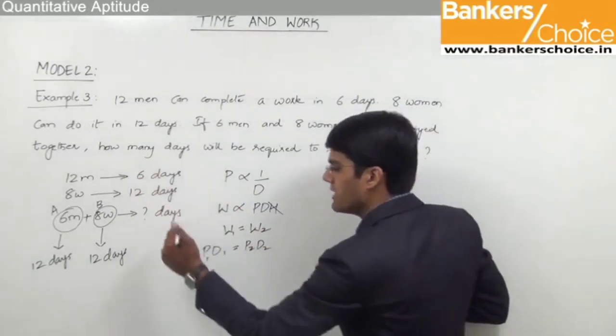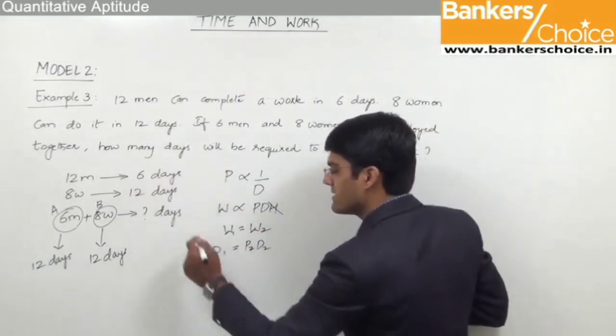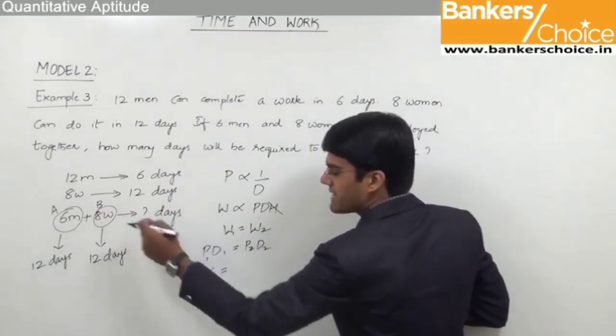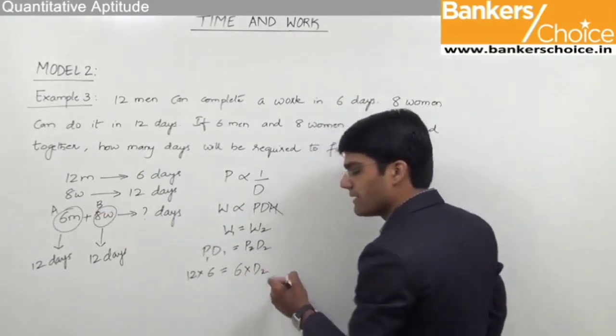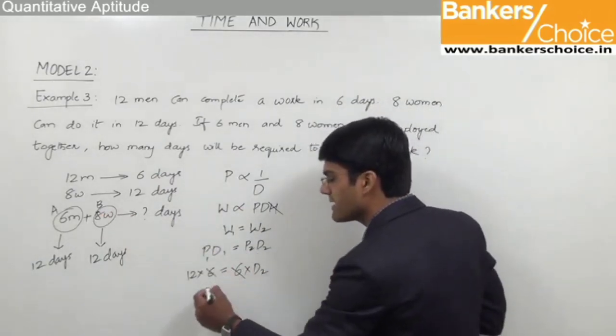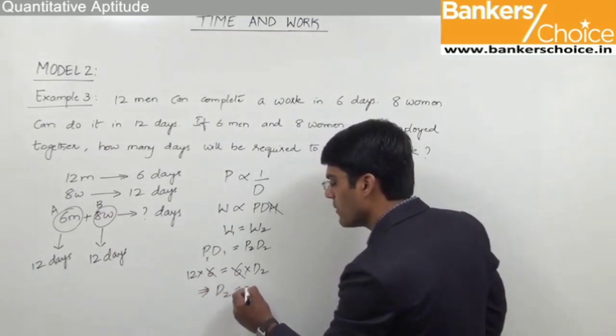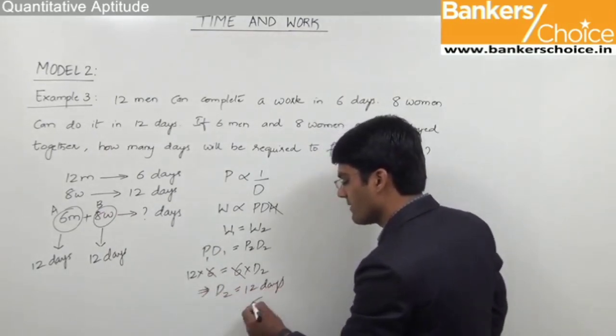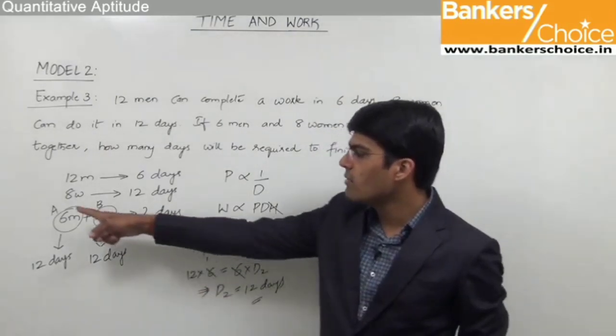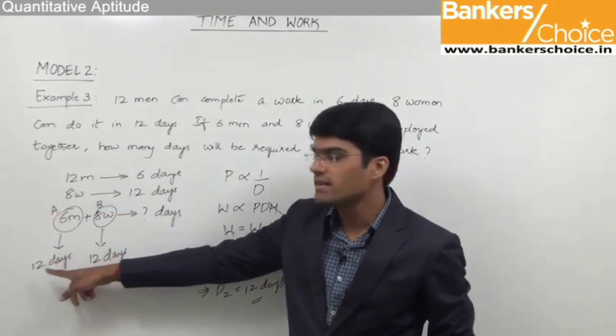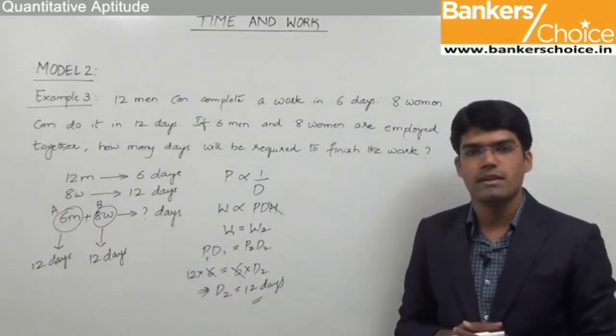So we know that P1 is 12 men, D1 is 6 days, P2 is 6 men, and D2 should be calculated. So we can see that 6 and 6 get cancelled and D2 will be equal to 12 days. So this is the other way of finding out the number of days required by the person A, which is 12 days, as we have obtained here.